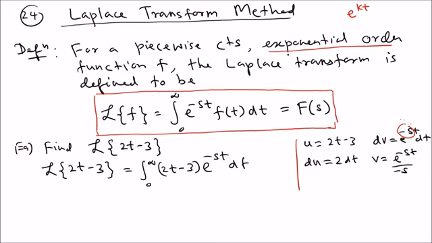Let's plug in. It's uv minus the integral of v du. So uv: 2t minus 3 is u, and v is e to the minus st over minus s, evaluated from infinity to 0. Then minus the integral of v du, but there's a minus sign there, so it becomes plus. There's a 2, I'm going to write the 2 outside. You can see the first product is the top row, the integral, and the other one is the bottom row. So that's the bottom row we get.